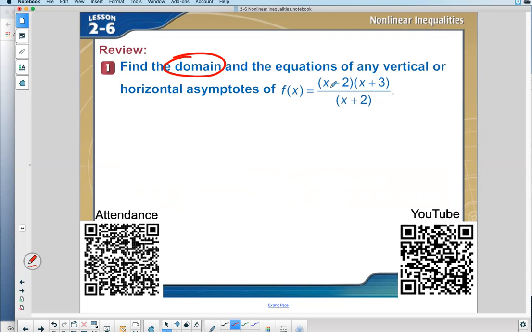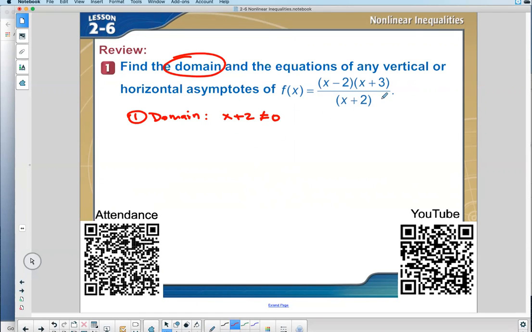When you talk about domain, there's 2 rules of domain. What are you not allowed to do with division in mathematics? What are you not allowed to divide by? 0. So when we talked about domain last class, that was the first thing we talked about. I said define your domain. You set the denominator as not being equal to 0, I'm sorry, x plus 2. X plus 2 cannot equal 0.